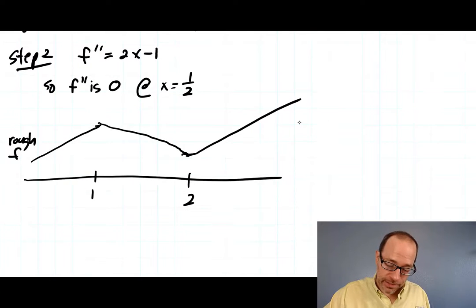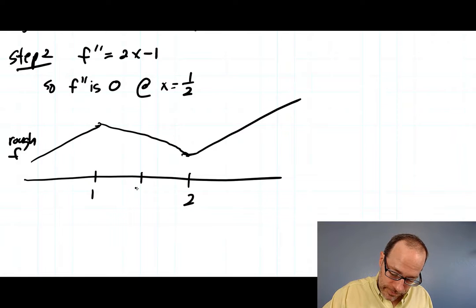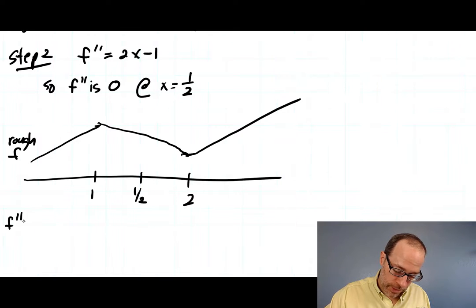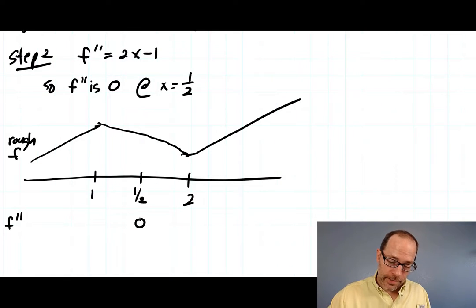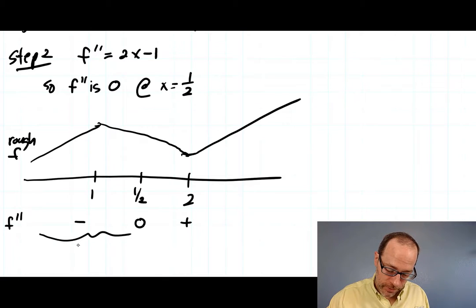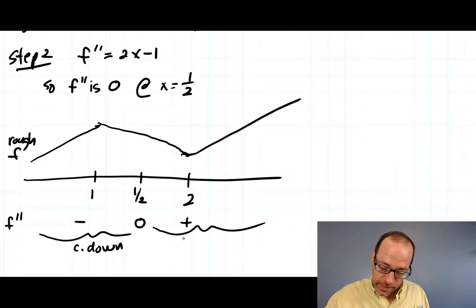But now we know something about the second derivative. At x equals 1/2, well, this is where the second derivative is 0. So f double prime will be 0 here. And everywhere to the right of this, the 2x will make it positive, and everywhere to the left, f double prime will be negative. So that means on this interval here, it'll be concave down. And on this interval here, it'll be concave up. And this is 0 here, it goes from negative to positive, so this will actually be the inflection point.